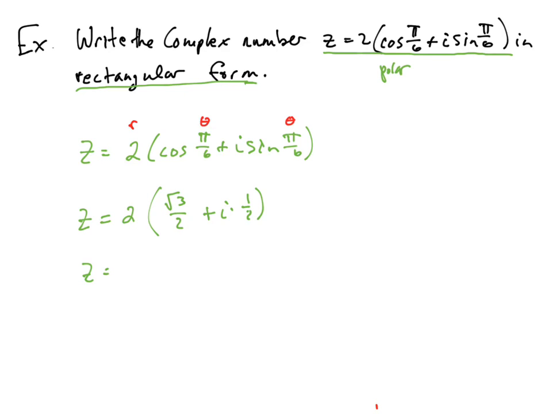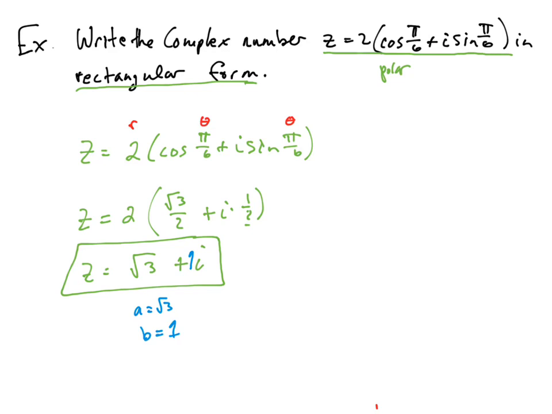And then we just distribute the 2. So 2 times root 3 over 2, that's just going to be square root of 3, plus 2 times 1/2 is just 1, so plus i. So that would be the complex number written in rectangular form. And what we can see is that the a value is square root of 3, the b value is 1. The b value is the coefficient on the imaginary part.